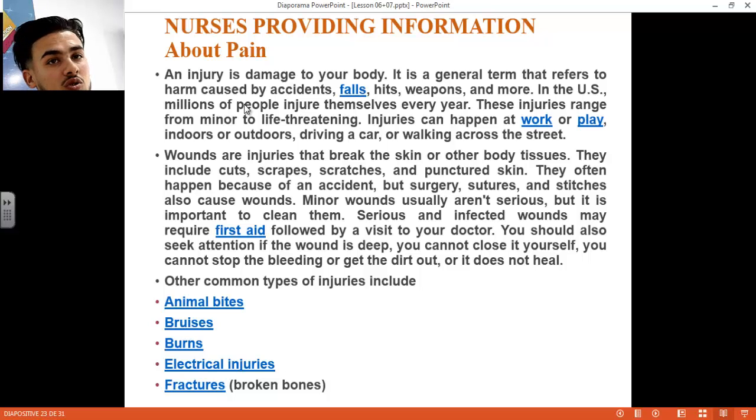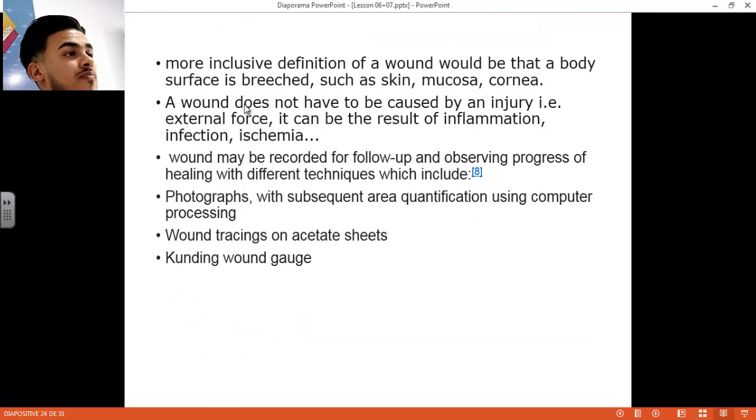So here we have two types of injuries. We have injuries and we have wounds, and later on we will see the difference between the two. We have also other common types of injuries, including animal bites, bruises, burns, electrical injuries, and fractures.